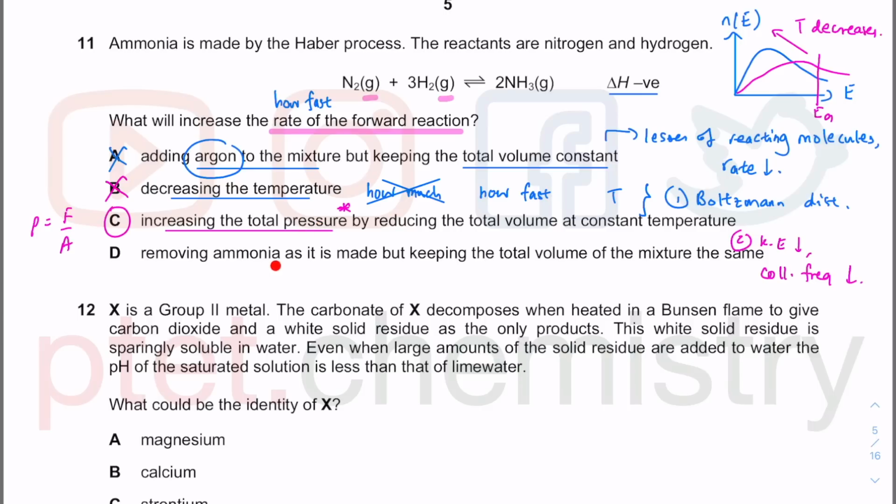The last one, removing ammonia, is something that you would do on the actual industrial scale. In order to decrease the concentration of ammonia, this equilibrium will shift to the right-hand side to try and increase the concentration of ammonia, to try and increase equilibrium yield, but it doesn't change the rate of the forward reaction. Okay.